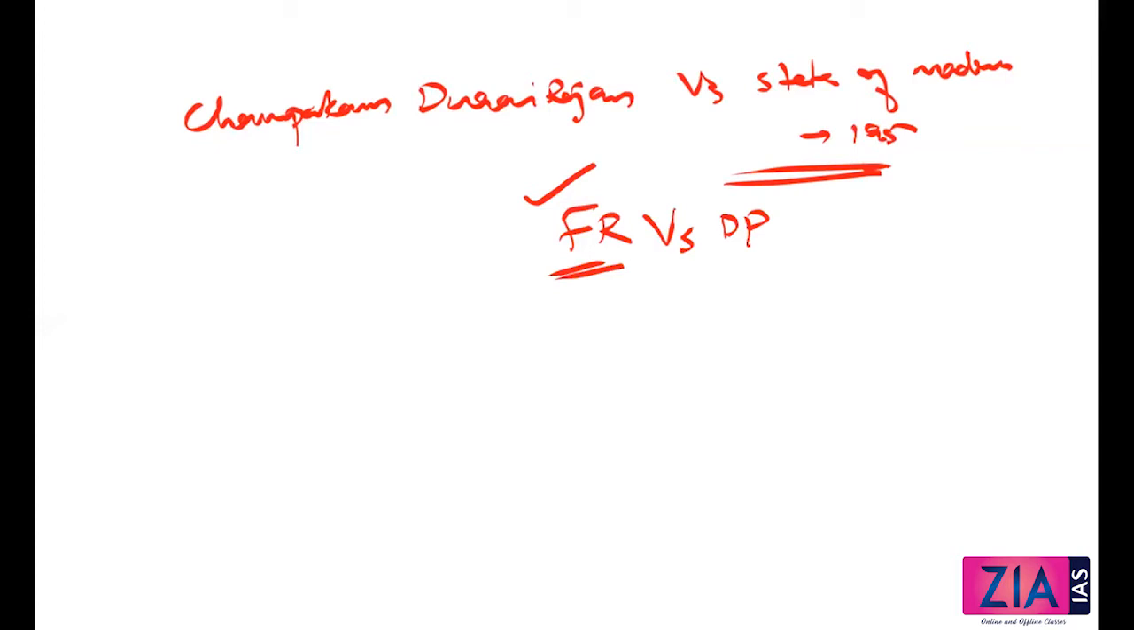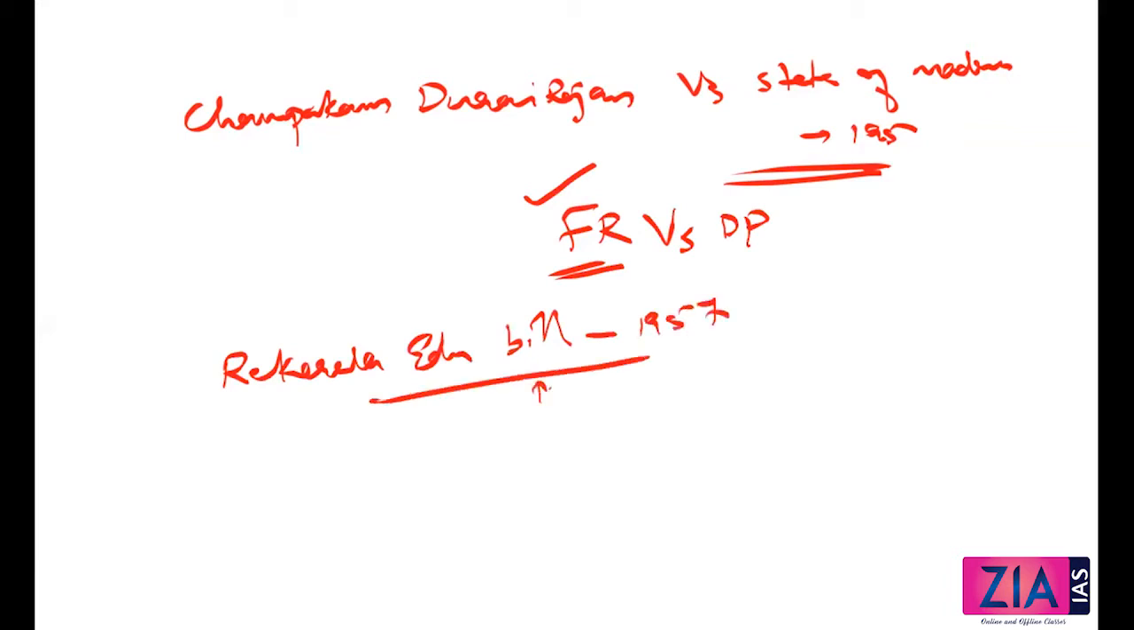Then we have seen this case of Re-Kerala Education Bill case, 1957. Here it has been held that there is no clear-cut distinction that you need to make in terms of superiority or inferiority. Both are required. In fact, both are complementary rather than contradictory. These are like two sides of the same coin. So as much as possible, keep both of them together.